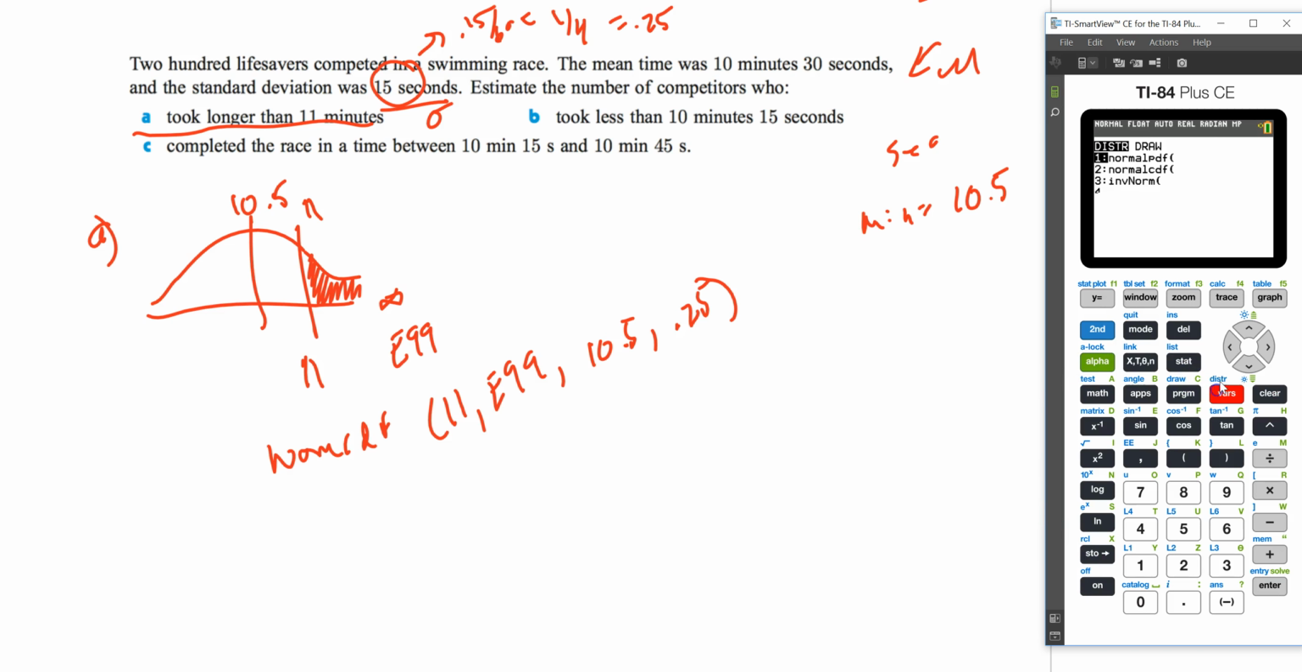So second distribution. Now remember, we only ever use normal CDF. We never use PDF. If I could cross it out, I would, but once I try to draw, it goes away. So second E, remember chemistry E. Then over here, 11, E99, 10.5, and 0.25. There you go. Hit enter, and you get your score, 0.0227.